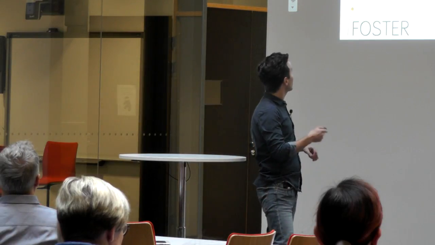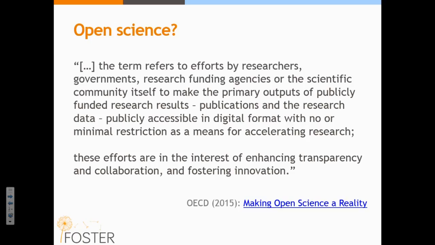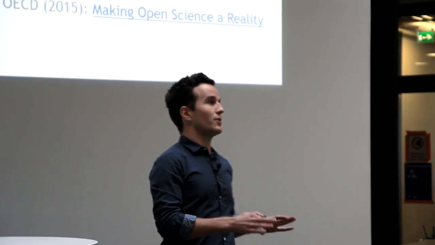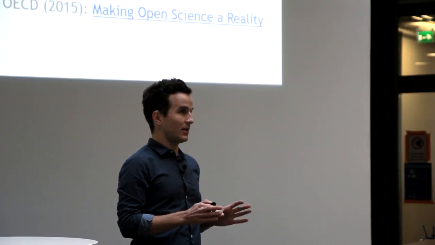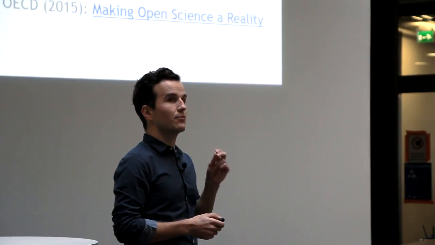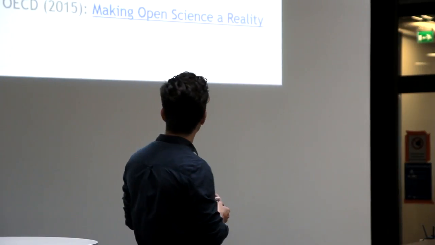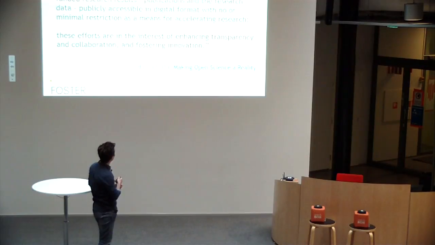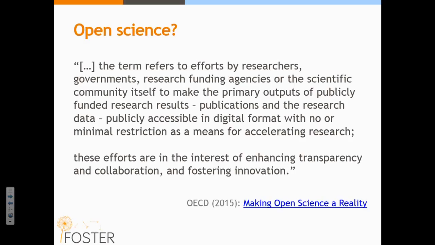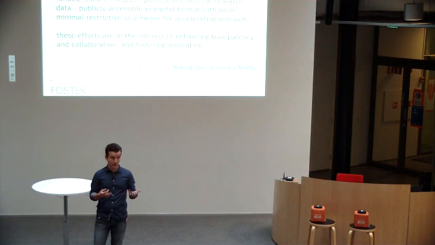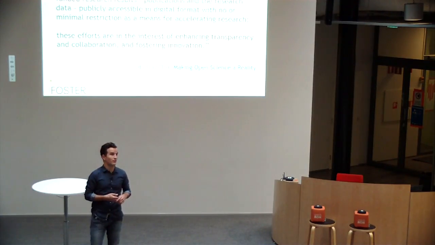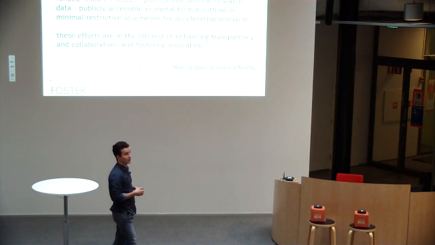And then the latter one here, these efforts are in the interest of enhancing transparency and collaboration and fostering innovation. Now, each of those words has meaning, which again, I'm not going to take apart here. There's a couple of interesting points that I think really relate to what we're doing here today as well. I particularly like the part here, the digital format, which is of course all about ICT technology. Open science is an old thing. Science in itself is supposed to be open, but during the last decades or so, the revolution in information technology has actually enabled many of the things that we will be talking about today as well.